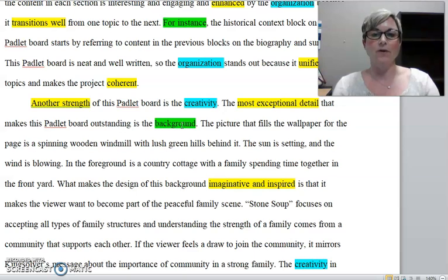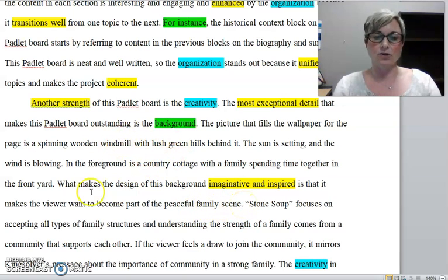That's their example. The picture that fills the wallpaper for the page is a spinning wooden windmill with lush green hills behind it. The sun is setting and the wind is blowing. In the foreground is a country cottage with a family spending time together in the front yard. It's very descriptive. If you are looking at some design elements, describing it for your reader is extremely useful. What makes the design of this background imaginative and inspired, which is a strength obviously, is that it makes the viewer want to become part of the peaceful family scene.